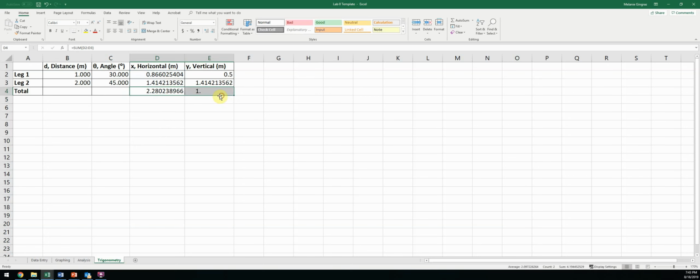I'm going to pull this over here. So now we have y total. So now we have x total and we have y total. So now we can find our distance and angle for the total row. The first one that I'm going to do is the dt.